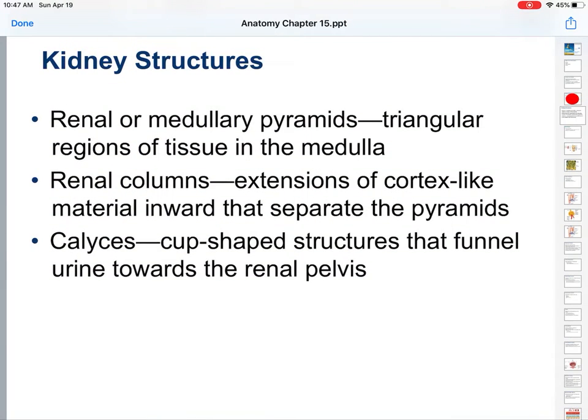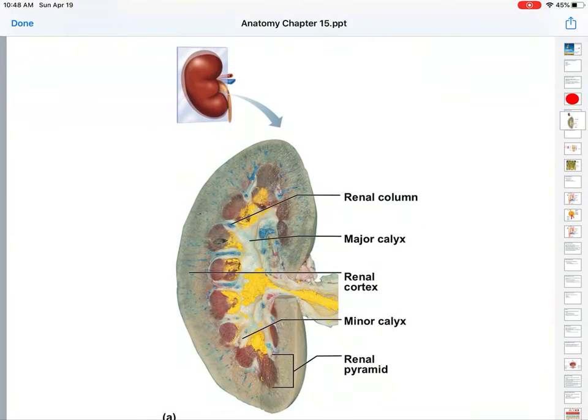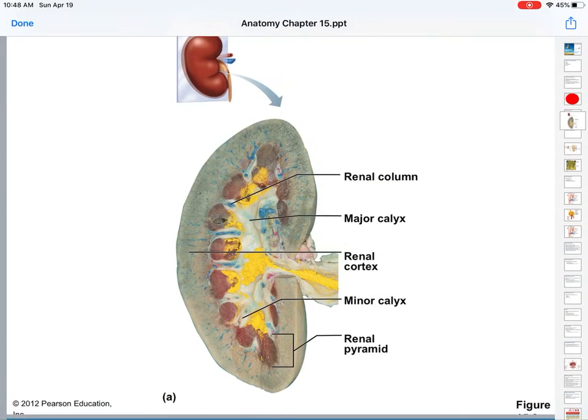Structures: we already talked about calyces when we talked about the pelvis, because they're the cup-shaped things that funnel them towards the pelvis. We already talked about the columns, too, which are cortex-like material that separate the pyramids. And finally, the renal pyramids, the important stuff. Triangular regions of tissue in the medulla. Helps more with filtering and with other functions.